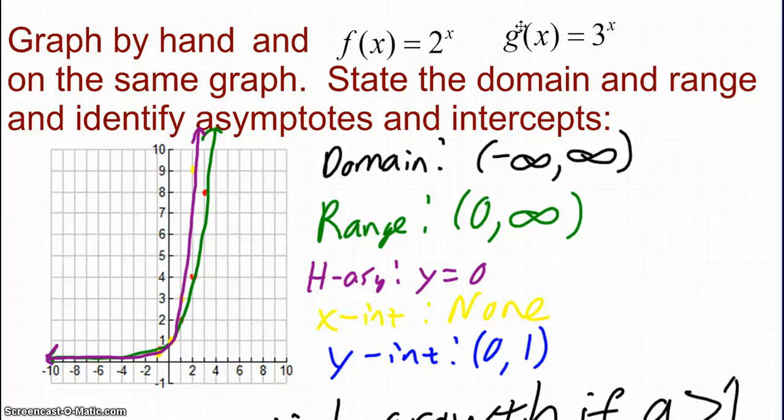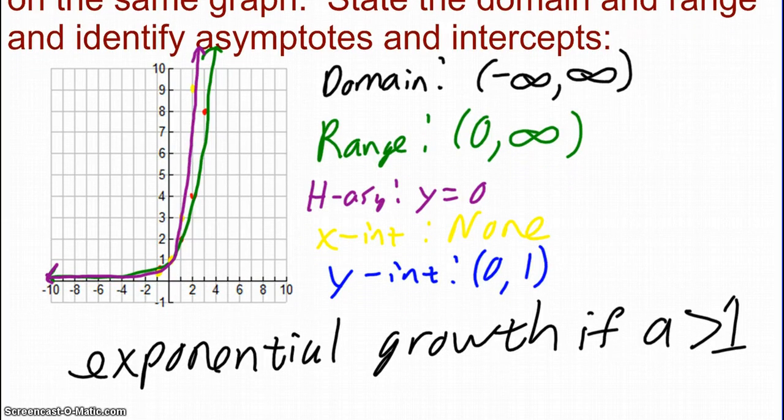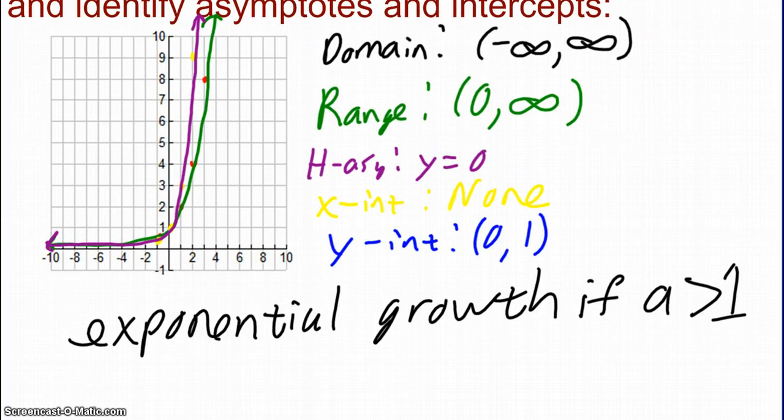The range is 0 to infinity because I'm never going to end up with a negative value. No matter what I plug in for x, the output is always going to be positive. It's also never going to be 0. That means that I have a horizontal asymptote at y equals 0, and I do not have an x-intercept. The y-intercept for both of these is (0, 1).